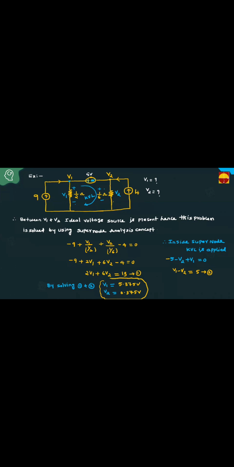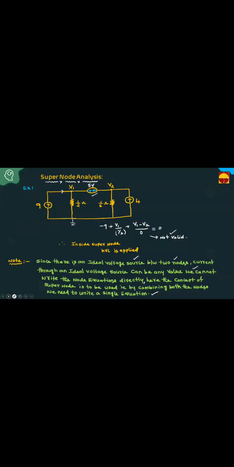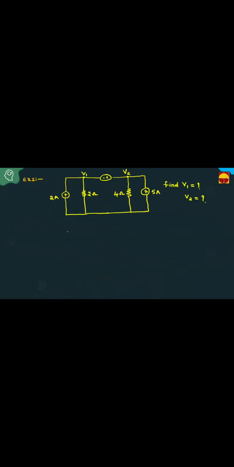But polarity is with this assumption only, plus minus. Actually, they gave plus minus in the problem. This is plus minus. It's also plus minus. Is it correct? Please check the answers. 5.375, 0.375. Yes. Can anybody answer this question?